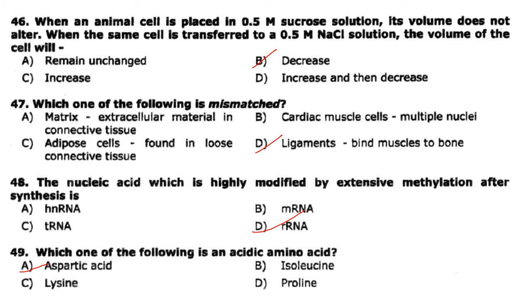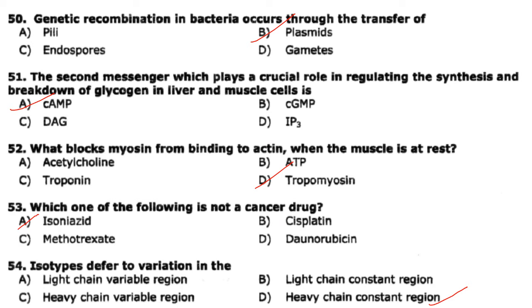Then next one. The nucleic acid which is highly modified by extensive methylation after synthesis is rRNA. Then which of the following is an acidic amino acid? Aspartic acid. So option A itself is the acidic amino acid. Answer is aspartic acid. Then genetic recombination in bacteria occurs through the transfer of plasmids. Answer is option B.